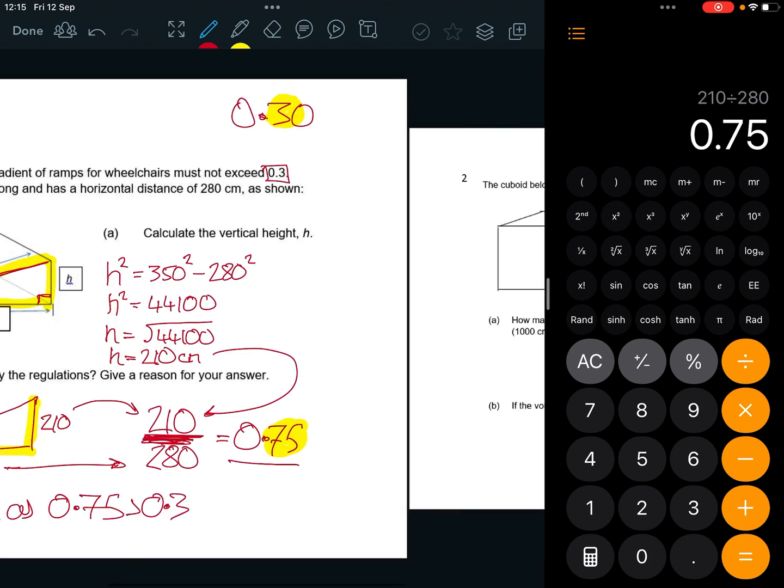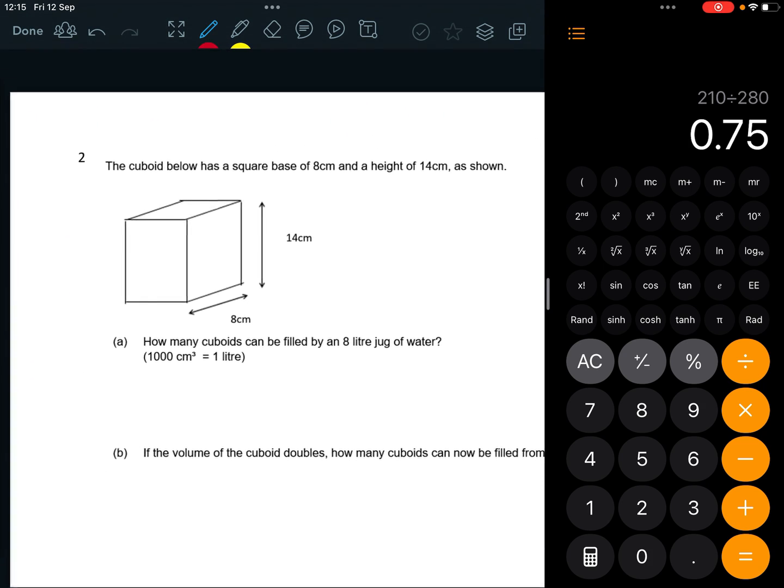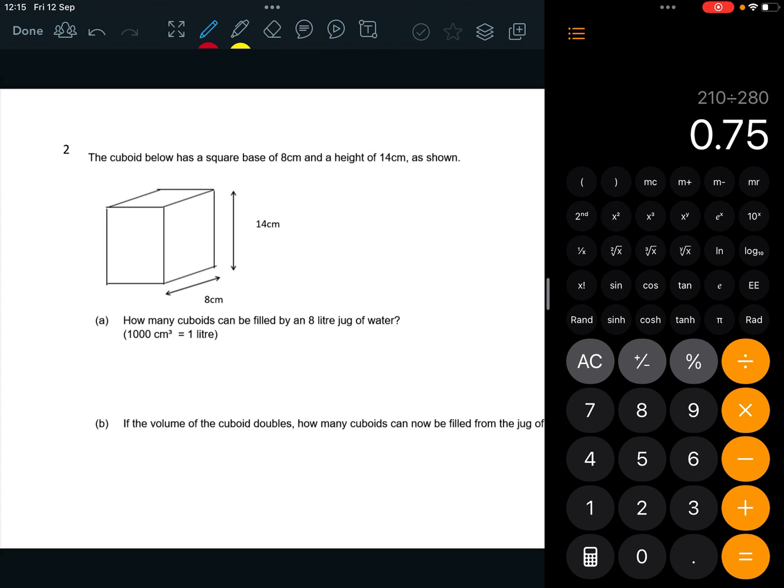Okay, so on to the next one. Right, next one, we're working out the volume. Okay, so for the volume you're going to use a formula. V is length times breadth times height. So there's going to be 3 values. Now, if you don't see all 3 values, we've only got 2.